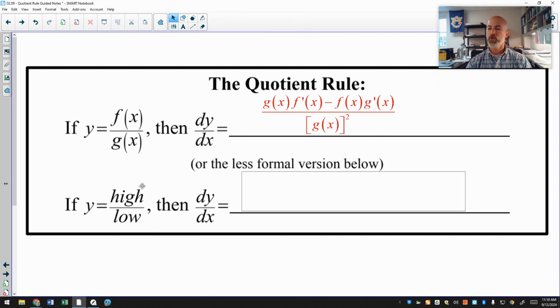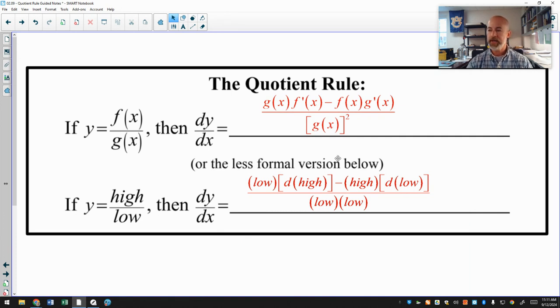And then a less formal way of saying this, and I think just about every calculus teacher in the world uses this expression because it's just fun to say. If your numerator is the high function and the denominator is the low function, then your derivative is low d high minus high d low over low low. Low d high minus high d low over low low. And d high just means the derivative of the high function. D low means the derivative of the low function. So it's a more fun, catchy way of saying the quotient rule to help you remember that that numerator must begin with low d high. Absolutely must begin with low d high, high d low over low low.